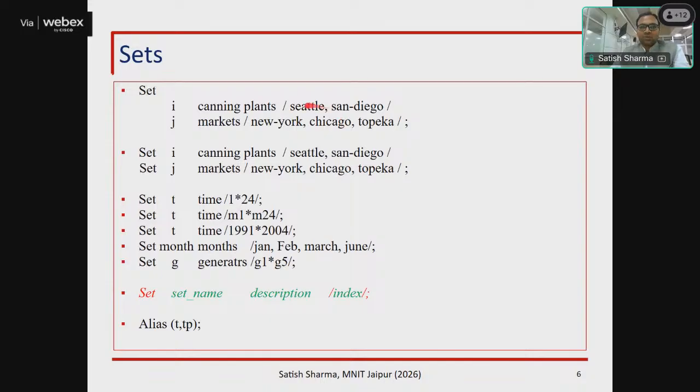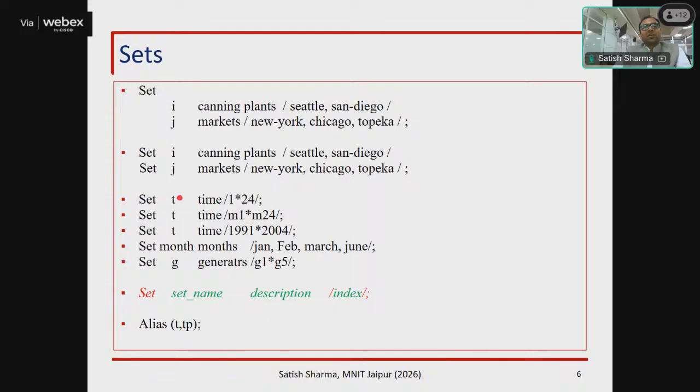Either you can provide it like this. Let's say J is another set, and the description is that these are the markets, and those markets are at New York, Chicago, and Topeka. So these are the different sets and their members. You can define them all together or separately, that is also perfectly fine.